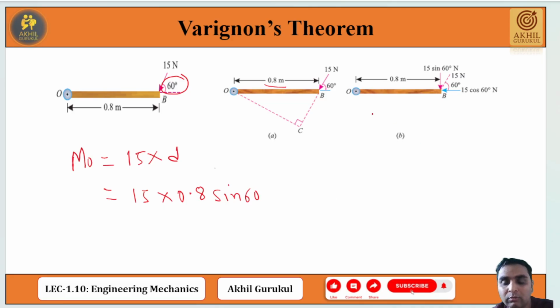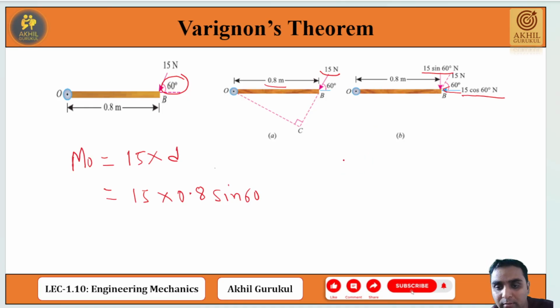we can also resolve this force into two components. Here this is 50 cos 60, the horizontal component, and the vertical component is 50 sin 60. So the 50 Newton force is the resultant of 50 cos 60 and 50 sin 60. So from the Varignon theorem, the moment of the resultant about point O is equal to the moment of both components about point O.